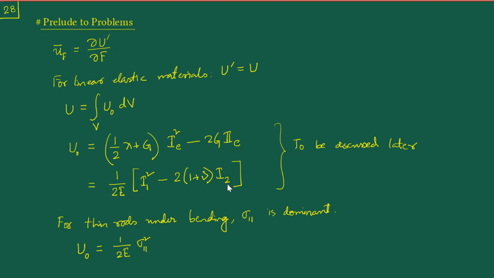Similarly, this I2 would involve sigma 1 1, sigma 2 2, those kinds of products, but since for all intents and purposes sigma 2 2, sigma 3 3 are considered 0, so also the shear stress terms, this won't contribute anything to the final result here.